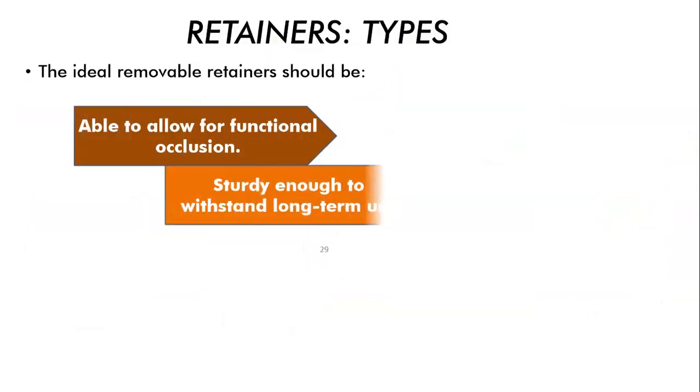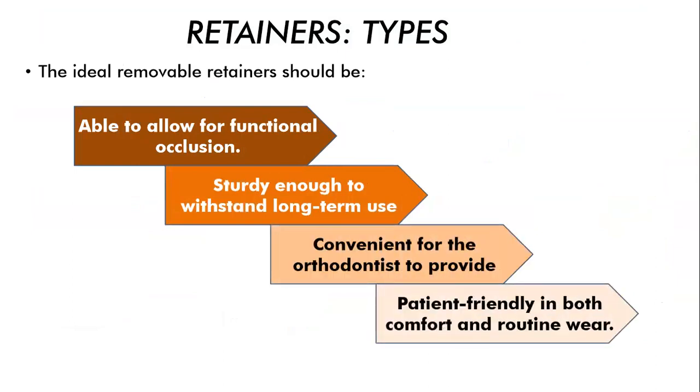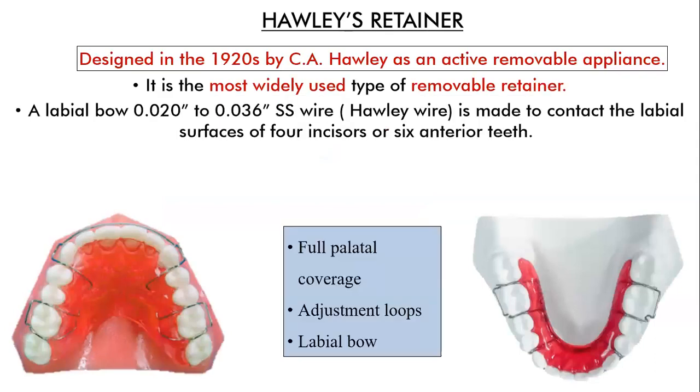Now, next, coming to your retainers, you have removable retainers and you have fixed retainers. We classify them like that. Removable retainers, you probably are giving in your final years or sometimes even in internship: all your Hawley retainers, Begg retainers, all of that. The ideal requisites are that they should allow functional occlusion, be sturdy enough to withstand long-term use, be convenient for the orthodontist to provide, and also be comfortable. So you have different designs. Let's quickly go through that.